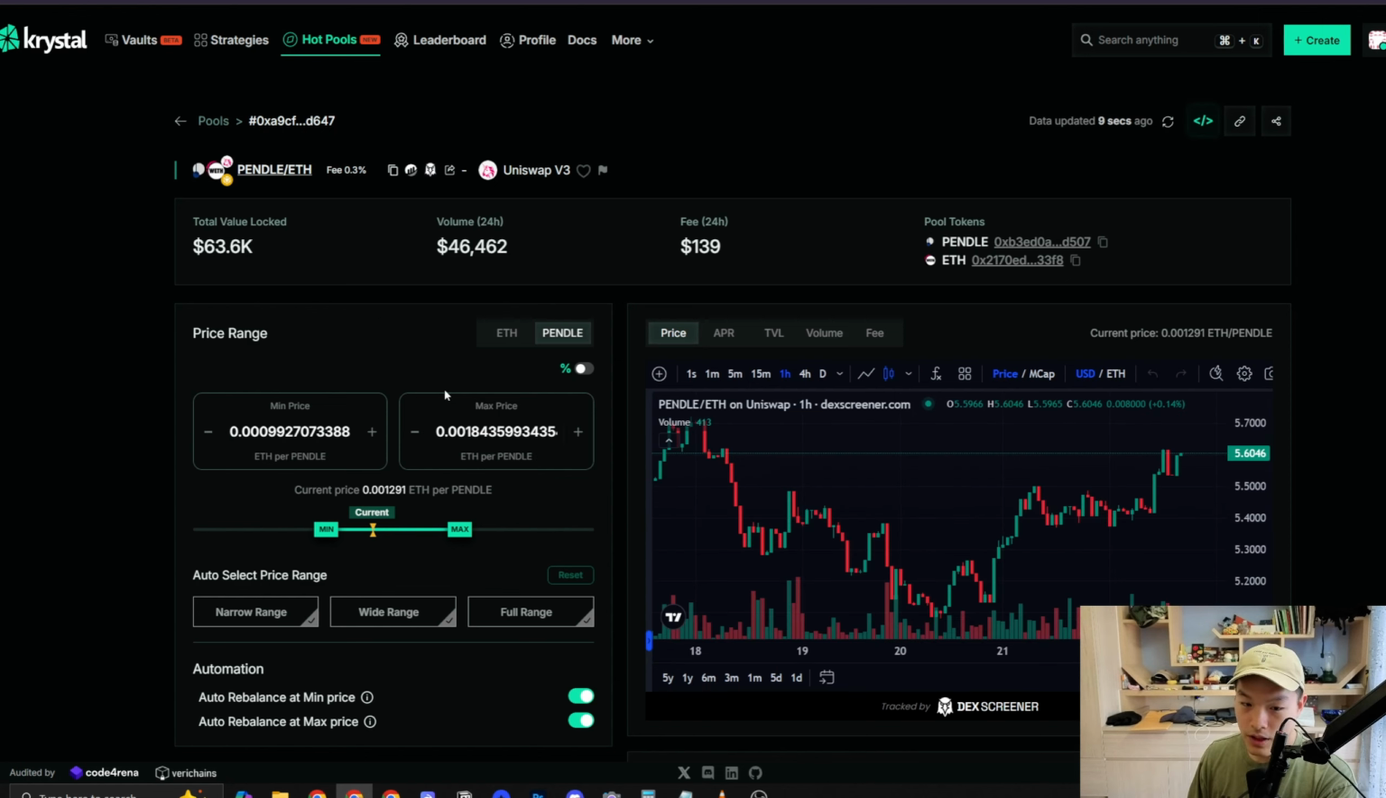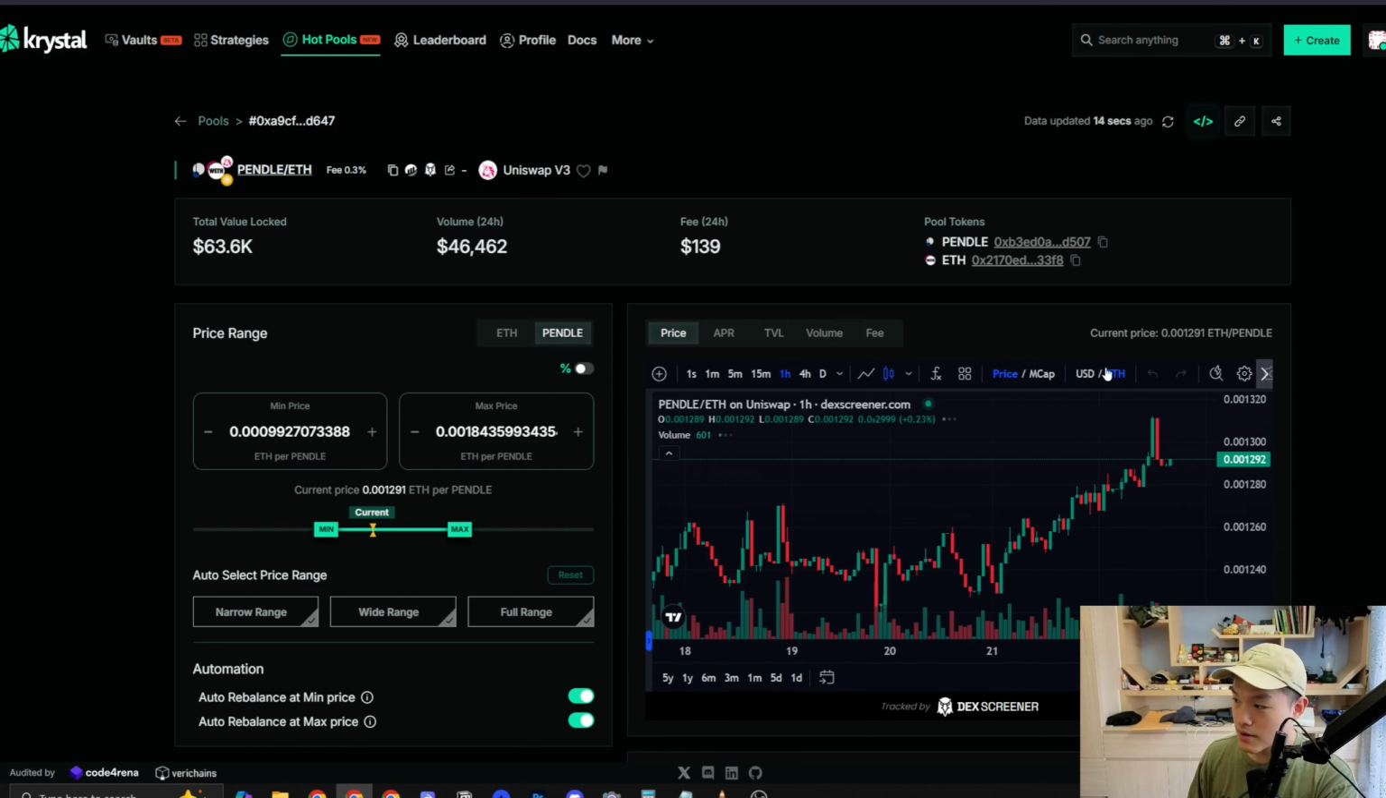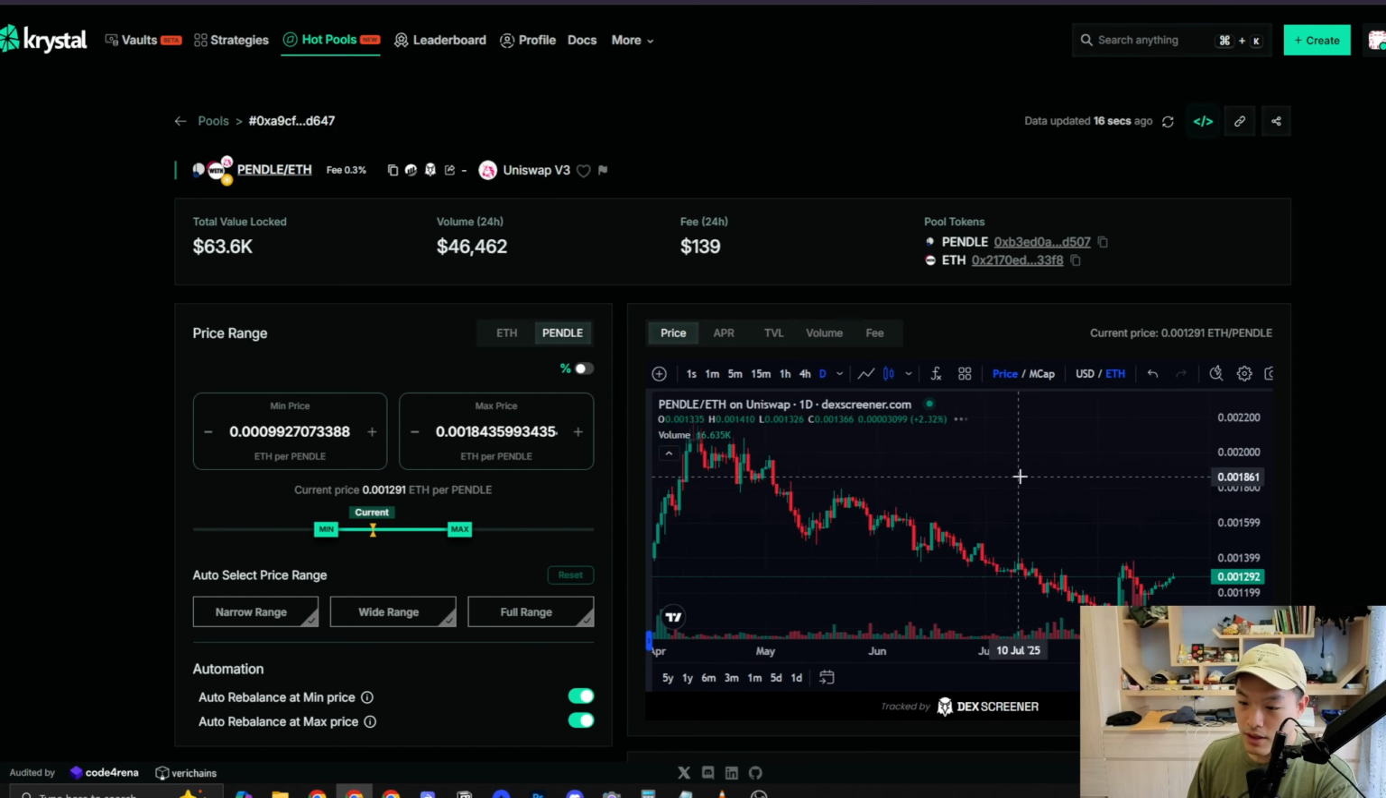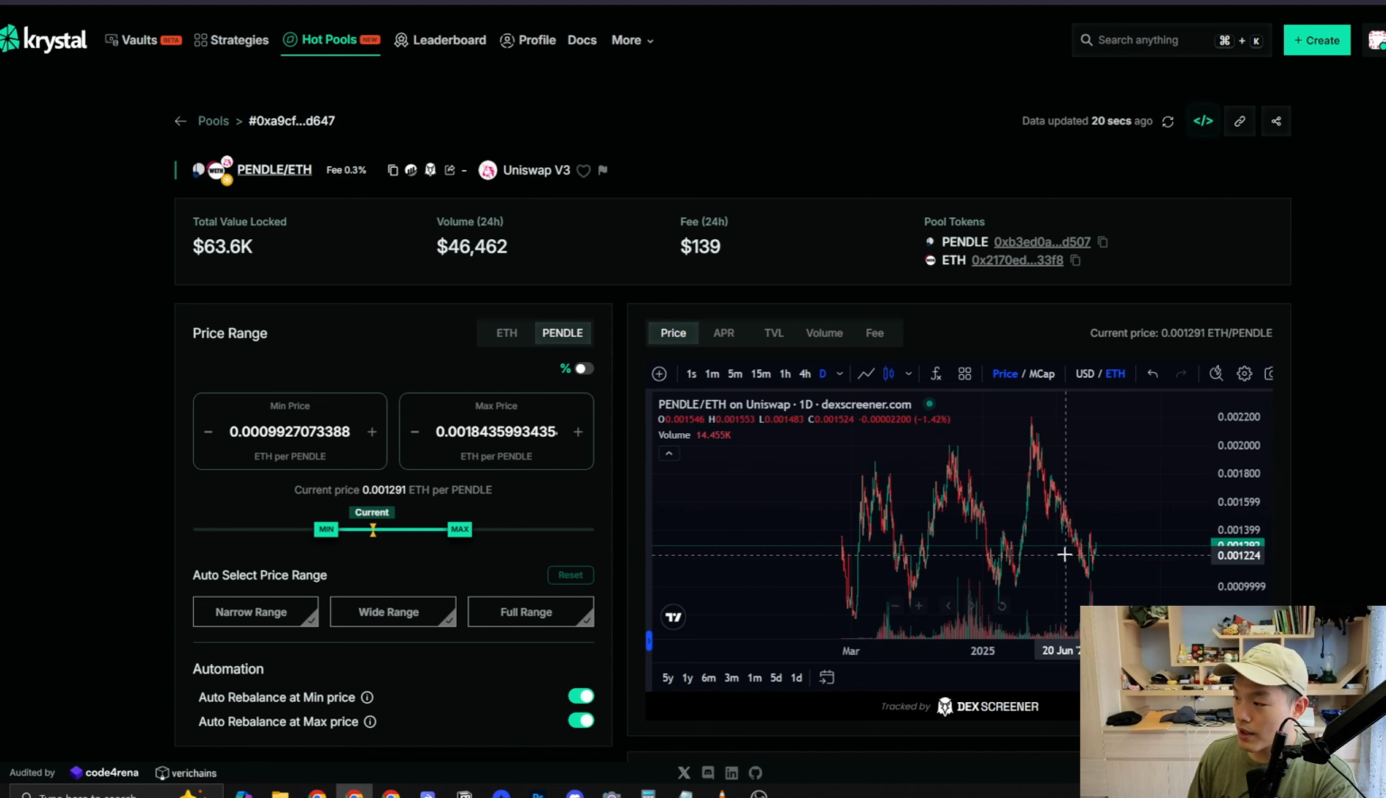So here I like to look at this Pendle price in Ethereum terms. I can set this to Ethereum as well. Look at the daily chart. And right now it's still at a great entry.